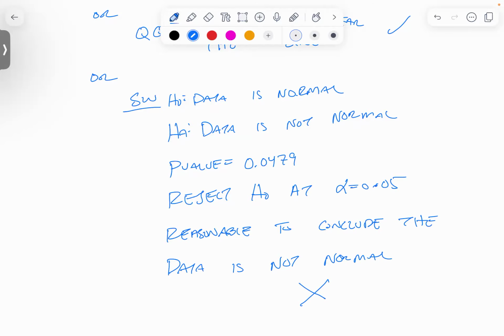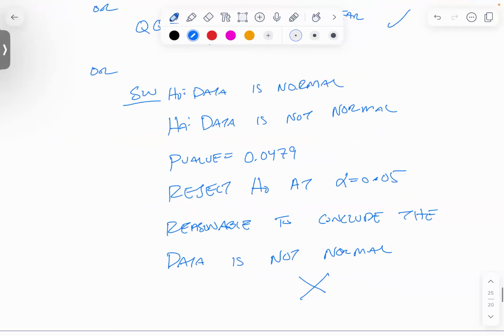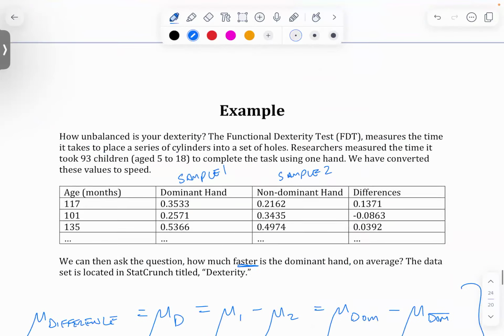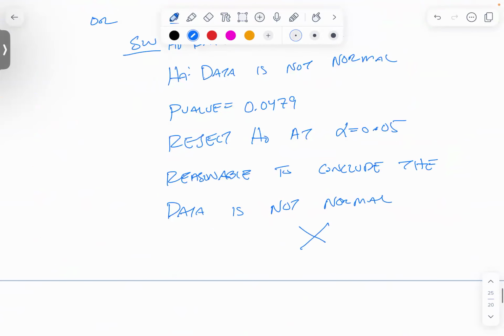Now, it's super important to understand this. Notice that we looked at the histogram, we looked at the QQ plot, they both look great. But the Shapiro-Wilk p-value said the data is not normal. This was the initial warning I gave with the Shapiro-Wilk normality test. It is sensitive to large data sets. The data set here is 93 values. Its strength is small data sets.